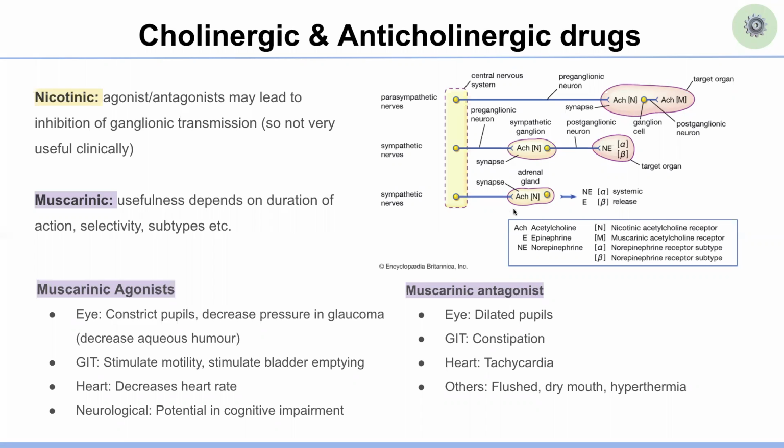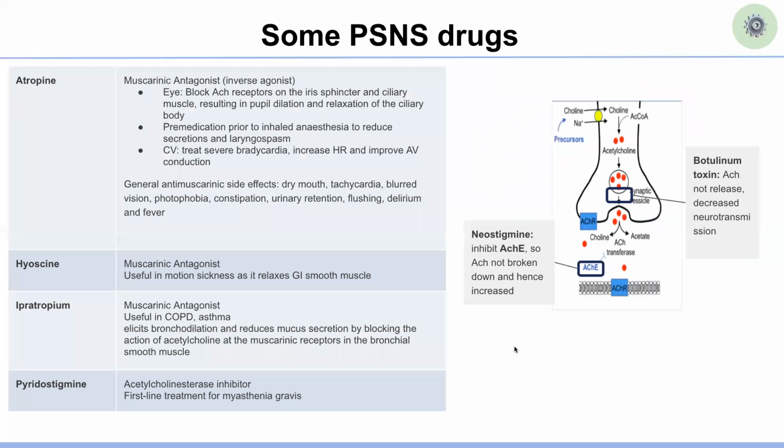In general, muscarinic agonists activate the receptor and have effects such as constricting pupils, stimulating gut motility, bladder emptying, decreasing heart rate. An antagonist, on the other hand, does the opposite. So it blocks the muscarinic effects and results in dilated pupils, constipation, tachycardia, and so on. So some key drugs to know are summarized here, and I'll run through them briefly.